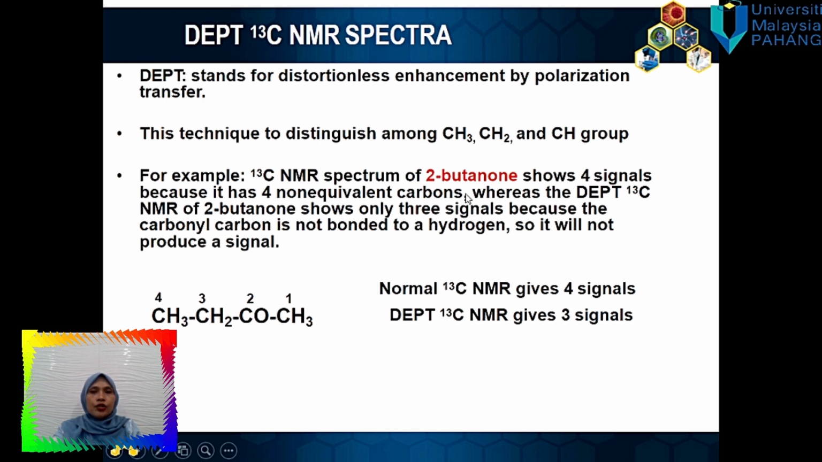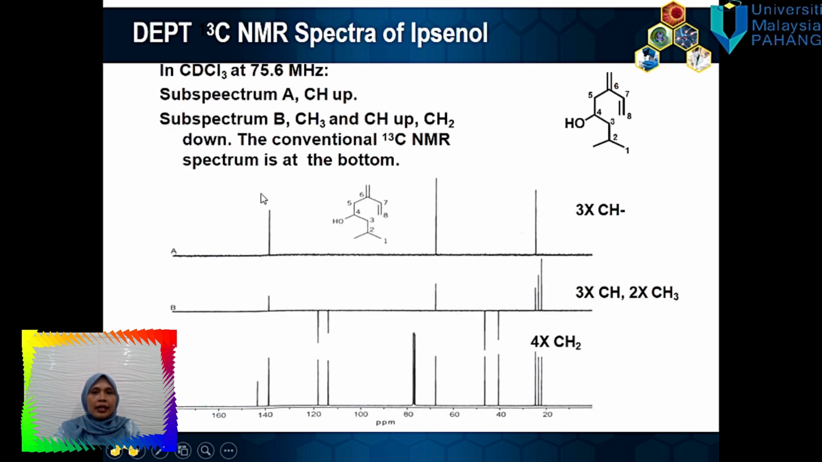For example, in 2-butanol, there are actually 4 signals for the carbon, and in normal C13 NMR we can see 4 signals, and in DEPT 135 we can see only 3 signals. In DEPT 90 there is no signal because there is no CH. In DEPT 135 we can see these 3 signals. CH3 appears on the positive side, and CH2 goes down, which is the CH2 side. Let's see the spectra more clearly.